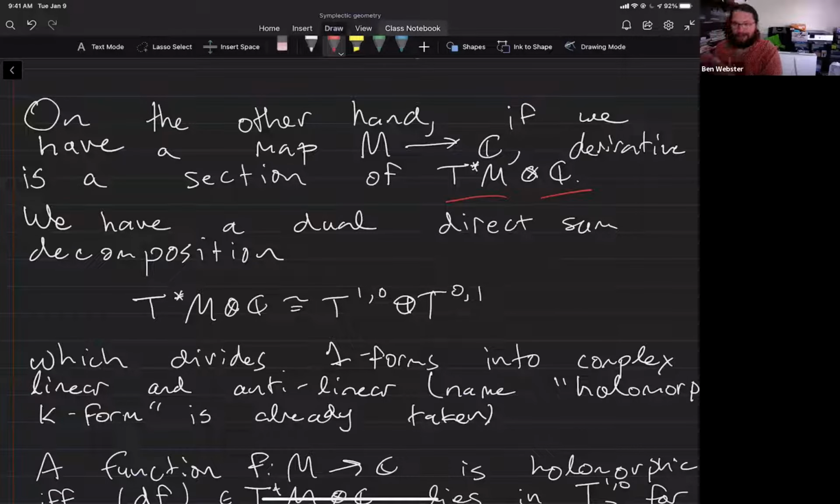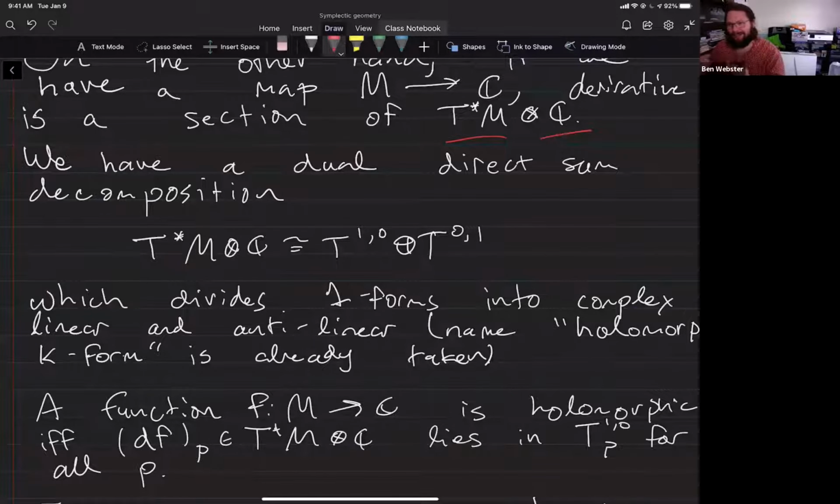Basically, if I have a function that goes into C, its directional derivative is C valued. And so I have one form that picks up its real part and one form that picks up its imaginary part. All right, and basically dualizing everything we did on the tangent space, we also get a decomposition of the cotangent bundle. So I really want to say holomorphic and anti-holomorphic, because that's what I said for vectors. And that's originally what I wrote in my notes.